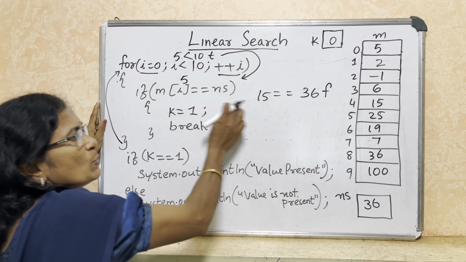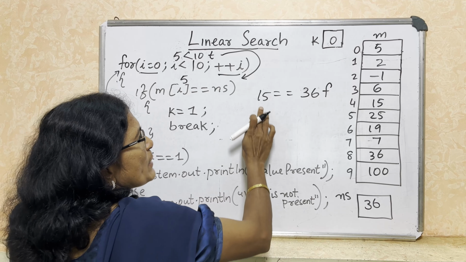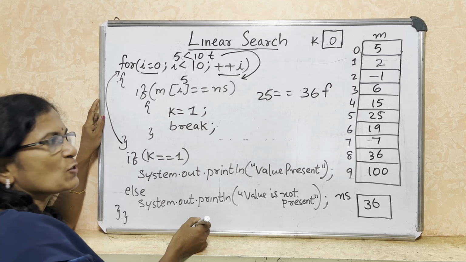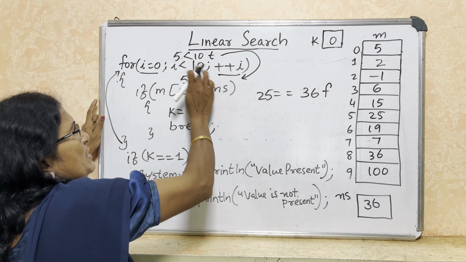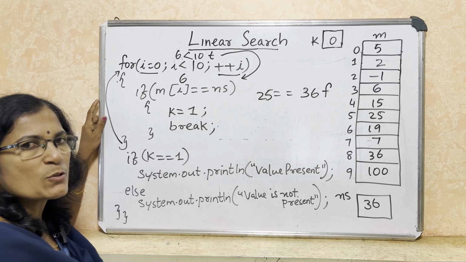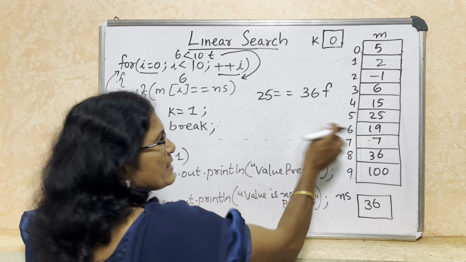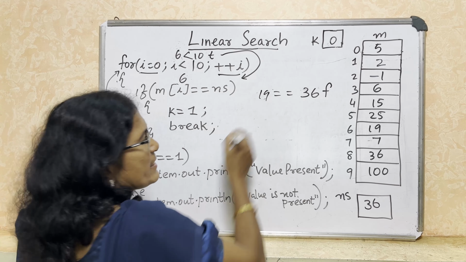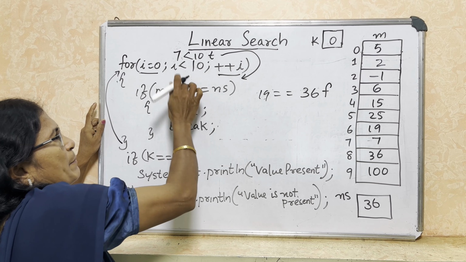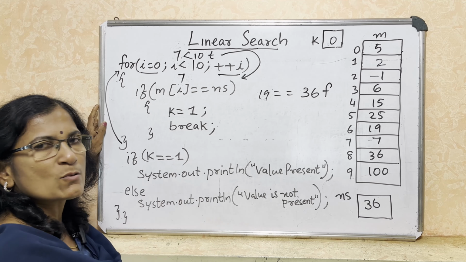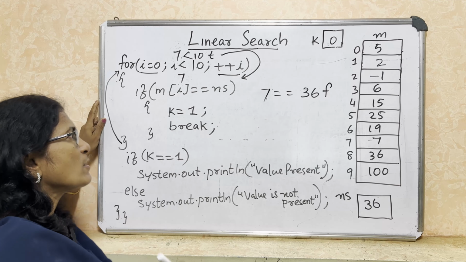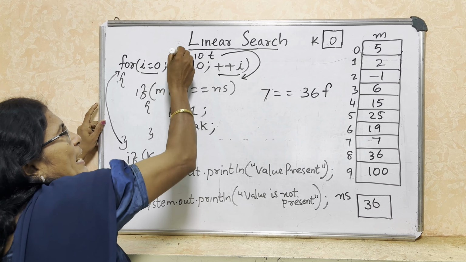Next iteration of the loop with the value of i as 5. m of 5 is 25. 25 is equal to 36? Test expression is evaluated to false. Next updation of the value of i as 6. m of 6 is equal to search value. m of 6 is 19. 19 is equal to 36? False. Loop index variable is updated to 7. Comparison is done. m of 7 is equal to search value. m of 7 is 7. 7 is equal to 36 is evaluated to false. Next iteration with the value 8.